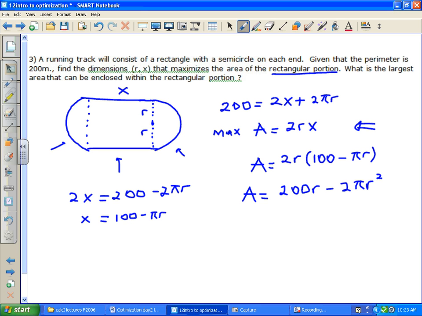Differentiate. Because why are we setting the derivative equal to 0? Remember, if this is like your area function, let's say, for any function, when you set the derivative equal to 0, you're finding points where slope is 0. Those are the candidates to be maximums and minimums, right? That's why we need to get the derivative first. The derivative is 200 minus 4 pi r, and then we set that equal to 0.